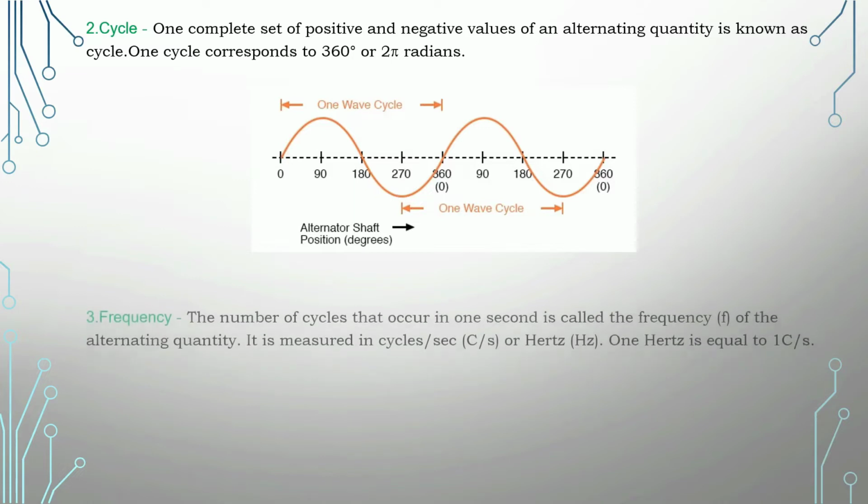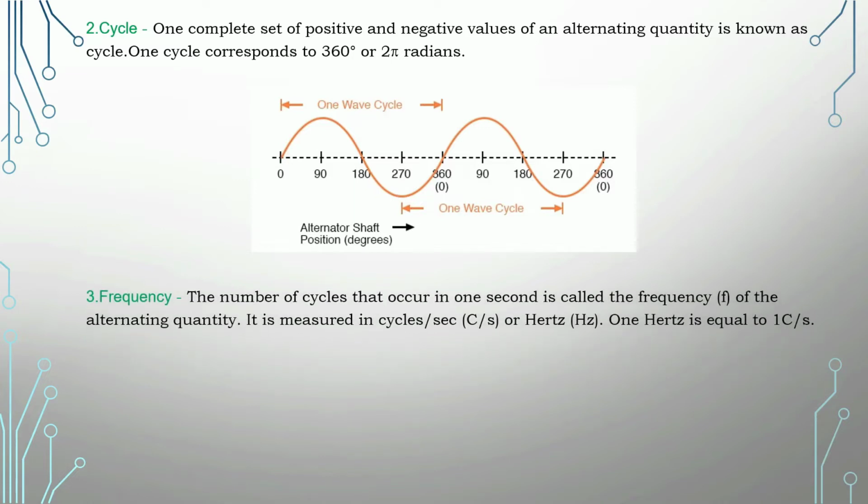So the next definition is frequency. The number of cycles that occur in 1 second is called the frequency of the alternating quantity, measured in cycles per second or hertz, where 1 hertz is equal to 1 cycle per second.